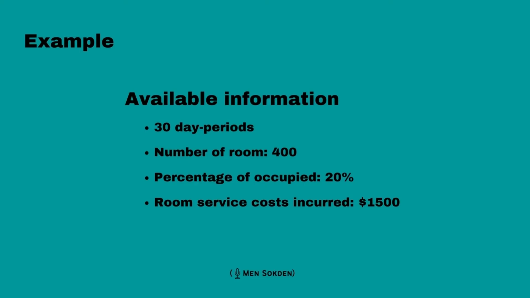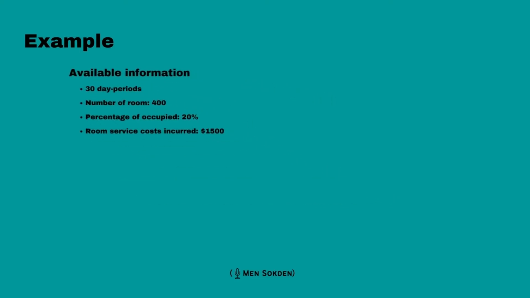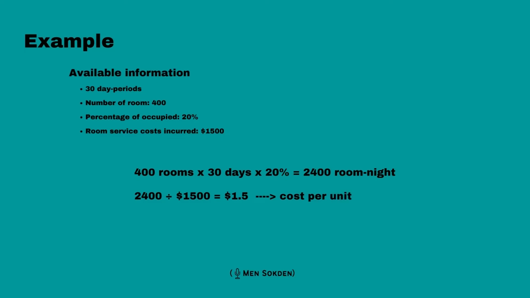We need to find the number of occupied rooms per night. Number of rooms multiplied by percentage occupied multiplied by 30 days equal to 2,400, divided by room service cost of 1,500 equals $1.5, which is the cost per unit.